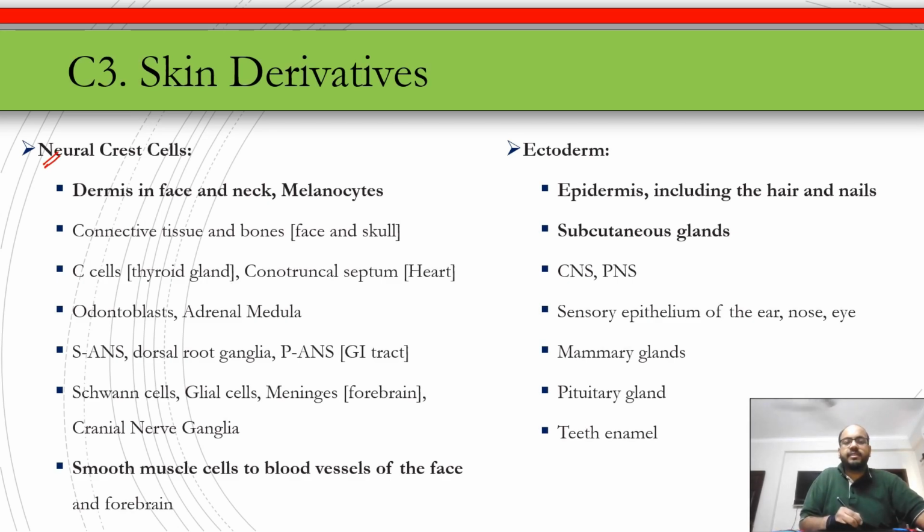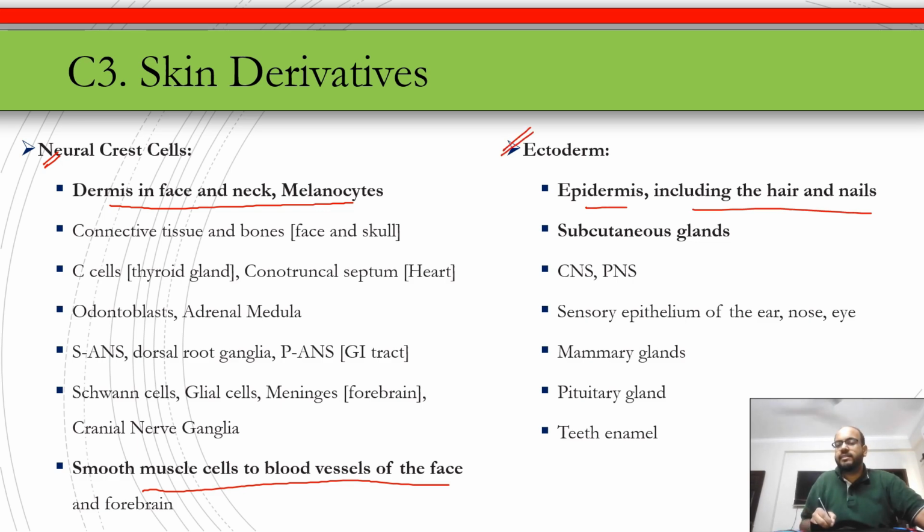Now, neural crest cells derive the dermis in the face and neck and melanocytes, along with smooth muscle cells to blood vessels of the face. Clear? Ectoderm gives you epidermis, including the hair and nails, and subcutaneous glands. So I've just mentioned in bold what is needed for skin development, while all the derivatives I've mentioned here are just for academic interest. Let's move forward.